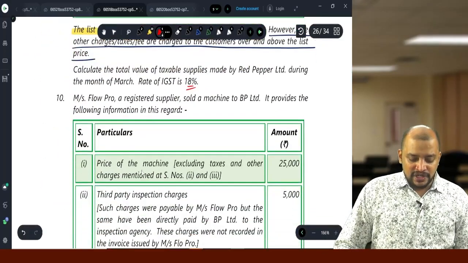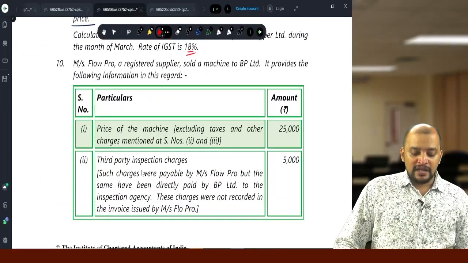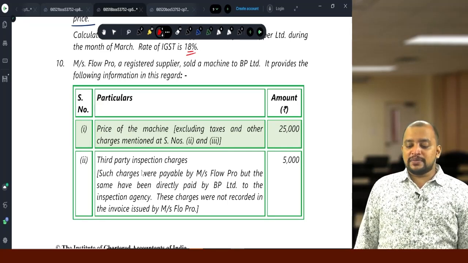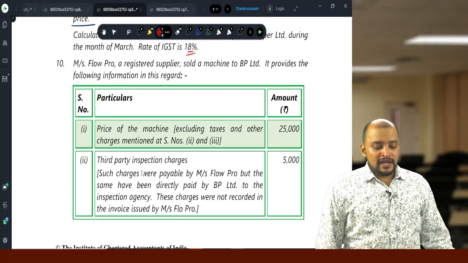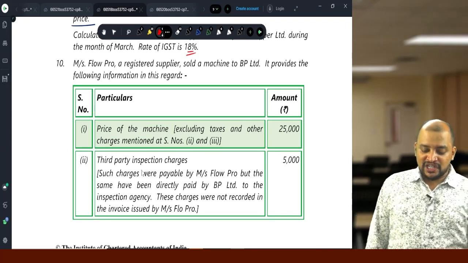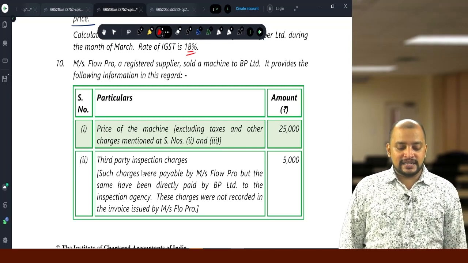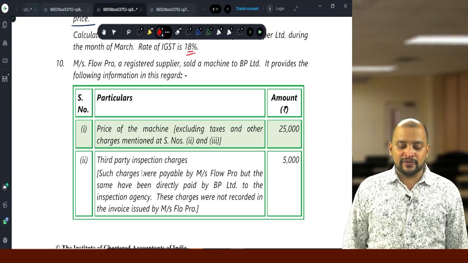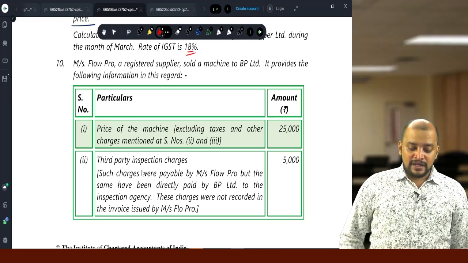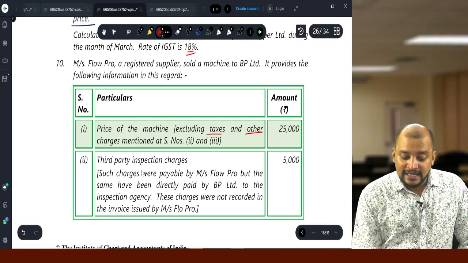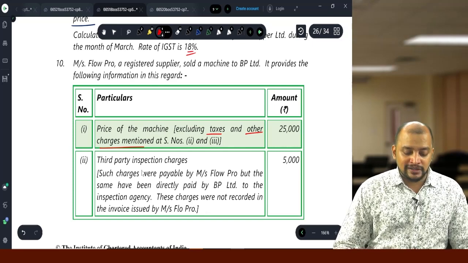Then next question, question number 10. Messrs. Flowpro, a registered supplier, sold a machine to BP Limited. It provides the following information in this regard. Price of the machine excluding taxes and other charges mentioned at serial number 2 and 3, 25,000. So price of the machine excluding taxes and other charges mentioned in 2 and 3.